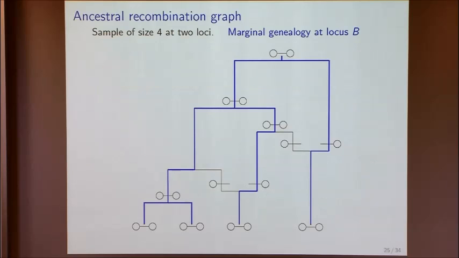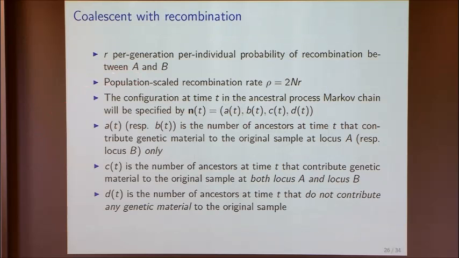So how do we construct this graph representation, and how do we see that this graph representation generates the one locus trees consistently when you marginalize the tree on the left locus or on the right locus? Okay, so like we said, the per generation per individual probability of recombination between the two loci is R, and we can introduce the scaled version of the recombination rate, just like we had scaled versions of the mutation rate and the migration rate. We have a scaled version of the recombination rate, where you take R to 0, N to infinity, while this approach is a constant.